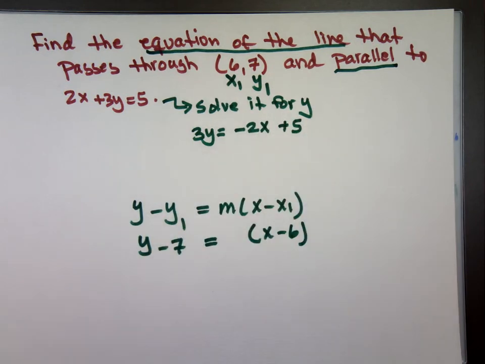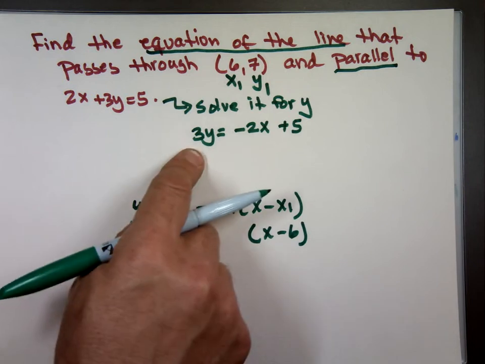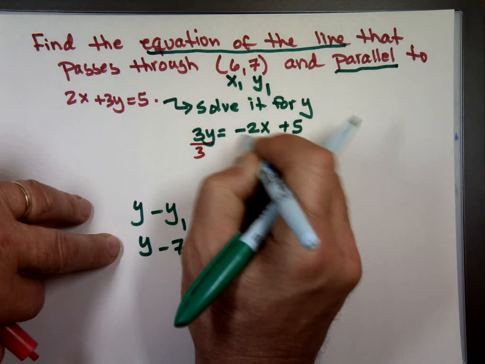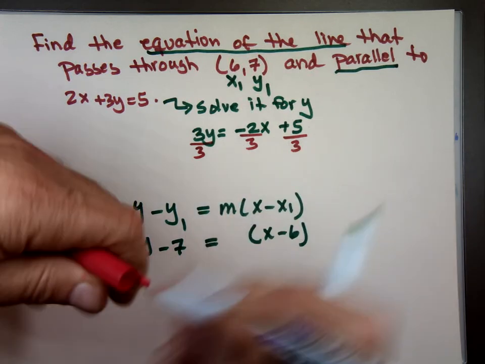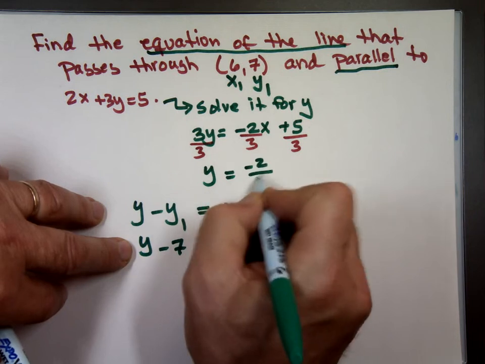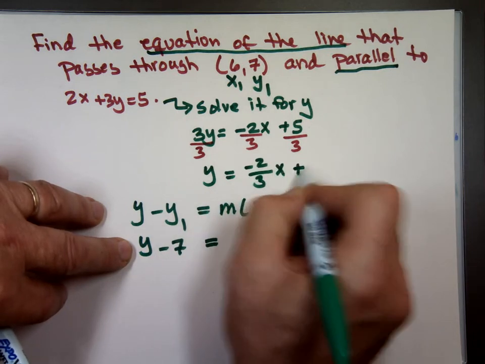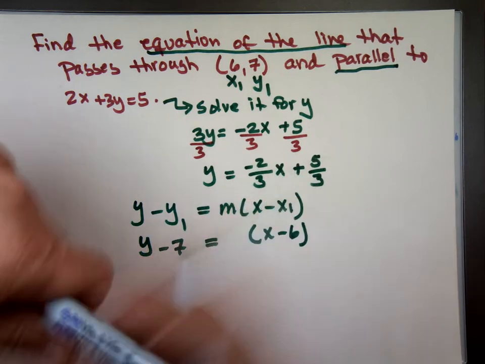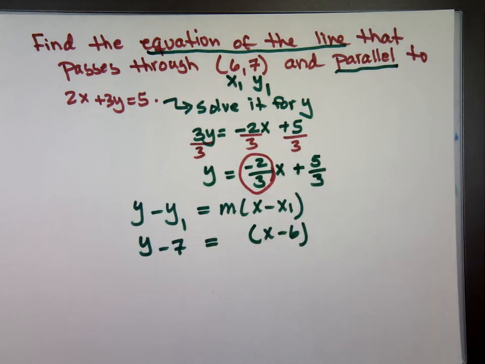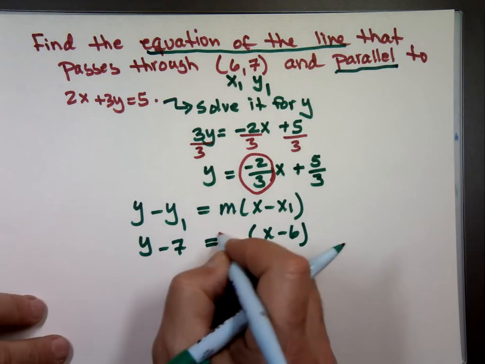And when you solve it for y, you got to divide both sides by what? By 3. So what's the equation? Y equals negative 2/3 x plus 5 over 3. What is my slope? Minus 2 over 3. So that's the slope I have to use here.